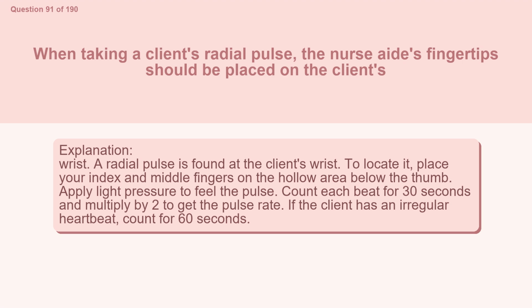To locate it, place your index and middle fingers on the hollow area below the thumb. Apply light pressure to feel the pulse. Count each beat for 30 seconds and multiply by 2 to get the pulse rate. If the client has an irregular heartbeat, count for 60 seconds.